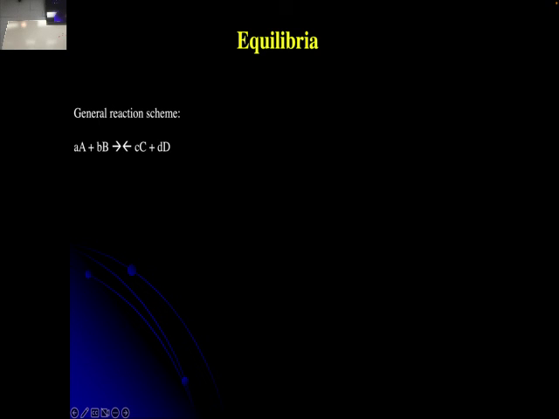And we express that as Keq, the equilibrium constant. Does anybody know what that is equal to? It is equal to the products over the reactants. Always remember that. So it's going to be equal to the concentration of C to the power of little c times the concentration of D to the power little d divided by the concentration of A to the little a times B to the little b.